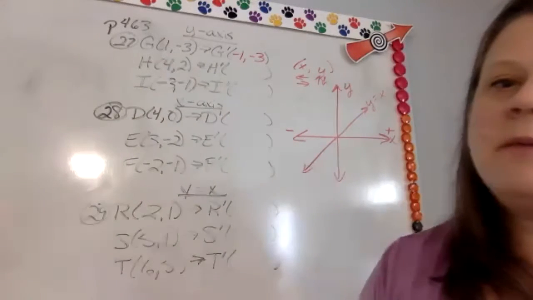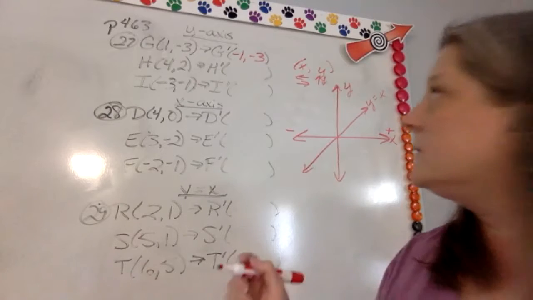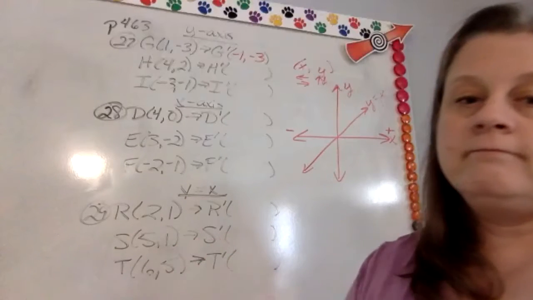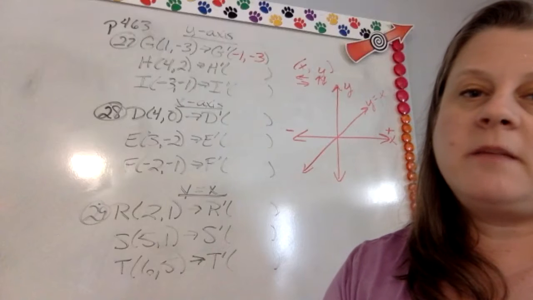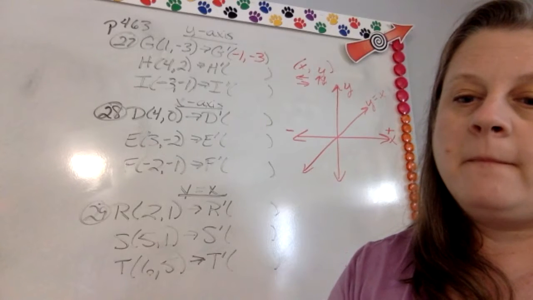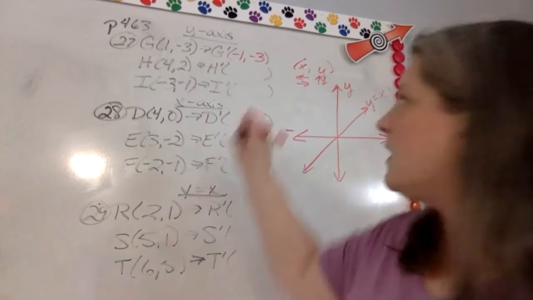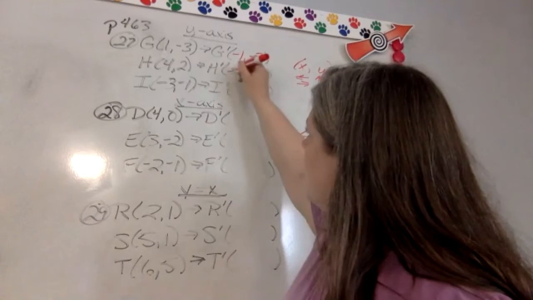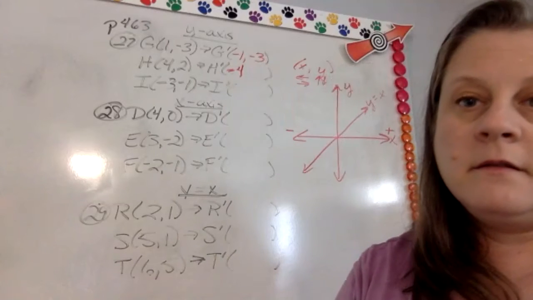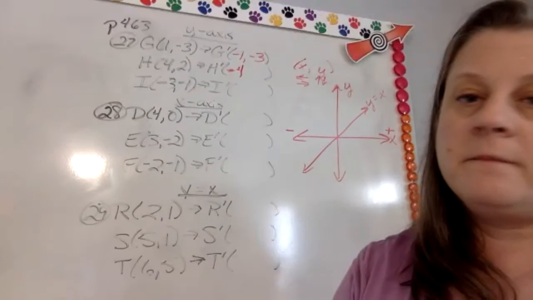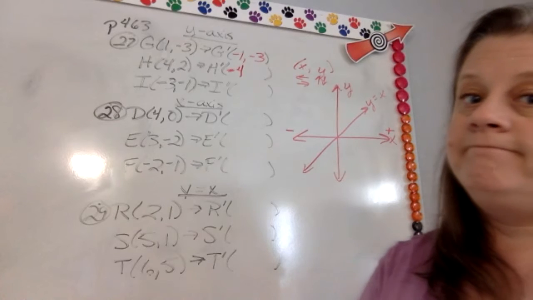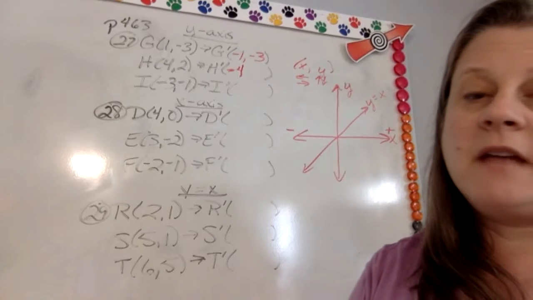So who can tell me what you should have for H as your coordinates? Everybody should be able to tell me, or I'll start just nominating everybody. I got (-4, -2). Okay. Is he right? Is he right? He said (-4, -2). So is that right?